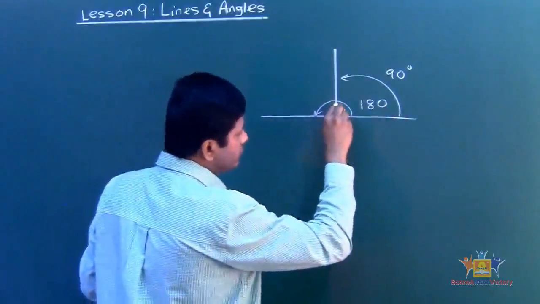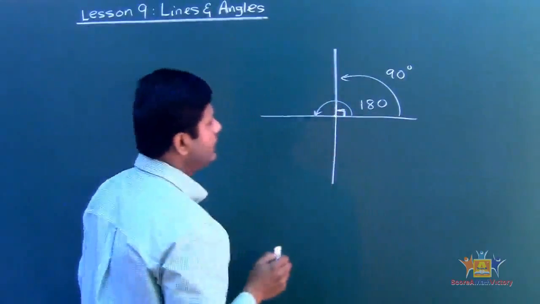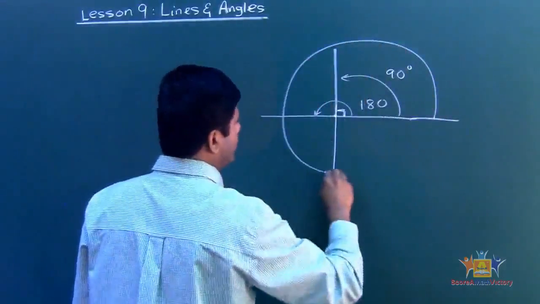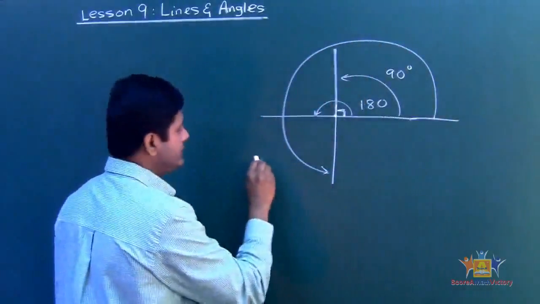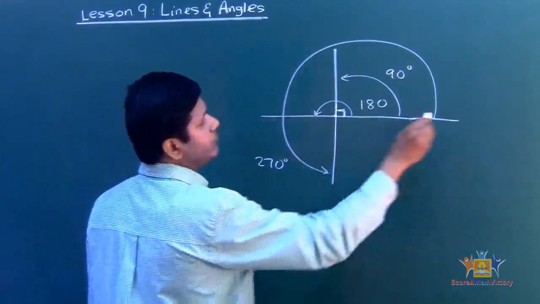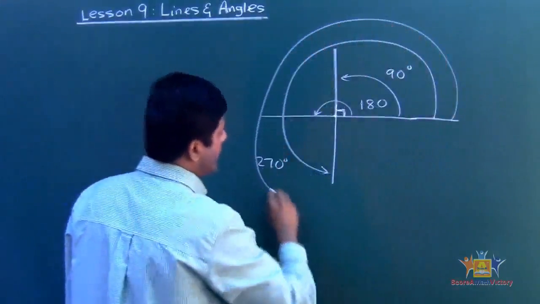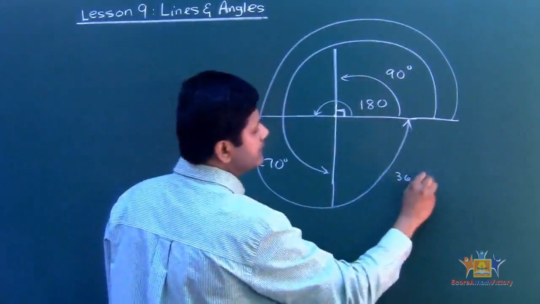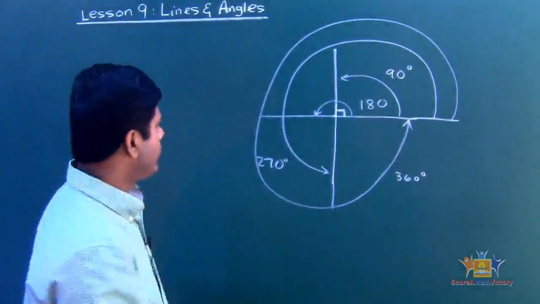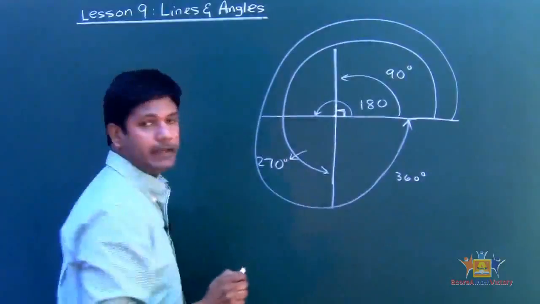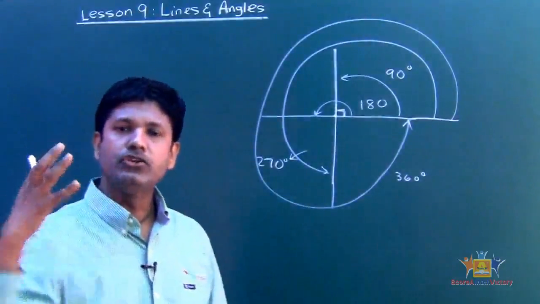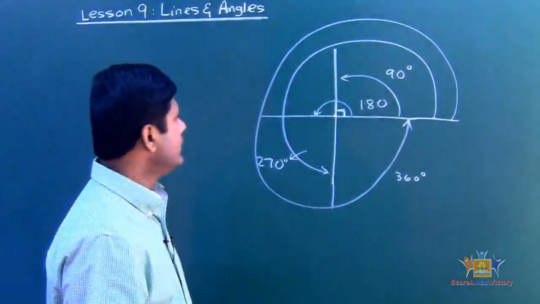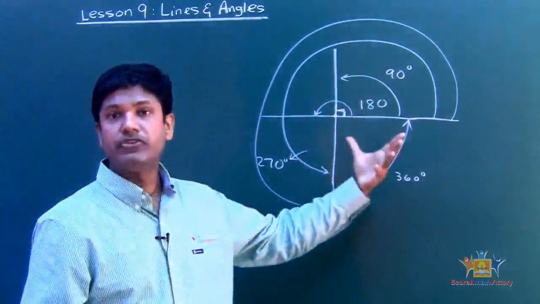And then when I extend this vertical line all the way down, and then go all the way to 3/4 of the circle, it's 270 degrees. And of course if I go all the way around and back to where I started, it will be 360 degrees. Now very important, this is called degree. You have to put that, because that is the unit of measurement for angle.